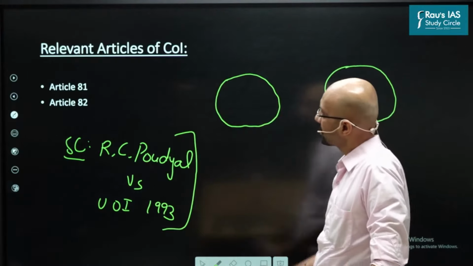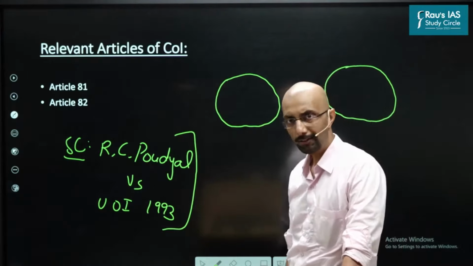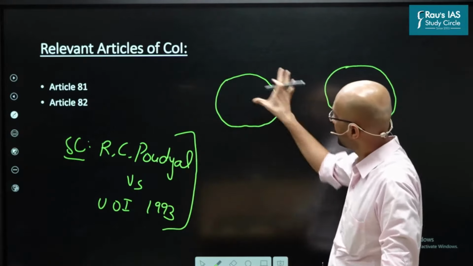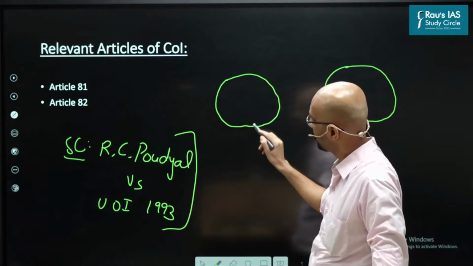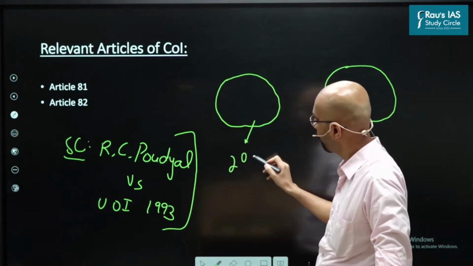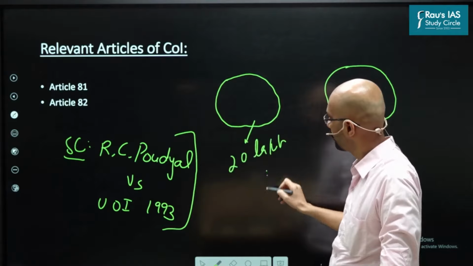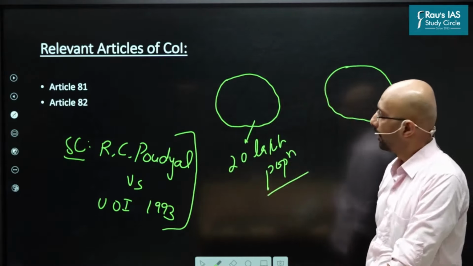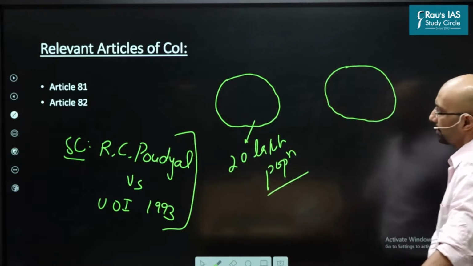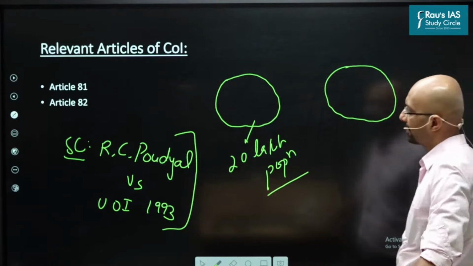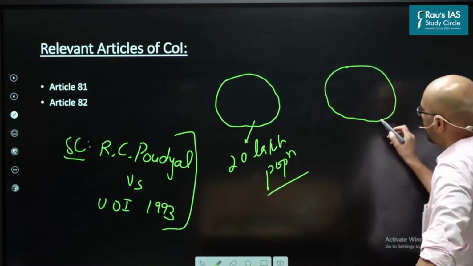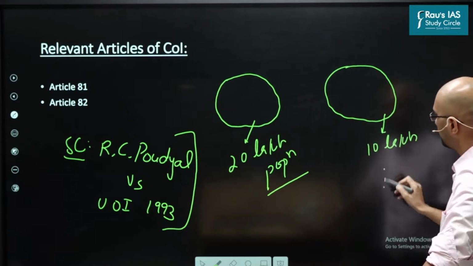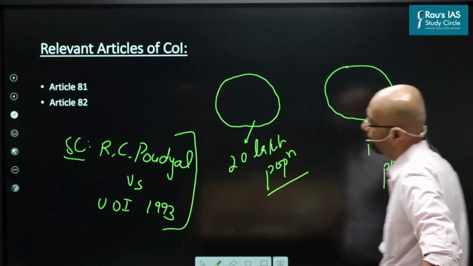Let us say this constituency is an urban constituency and therefore it has a very high density of population. Let us say in this geographical constituency, you have 20 lakh population. And let us say this is a rural constituency and population density is not so huge. Let us say it has only 10 lakh population.